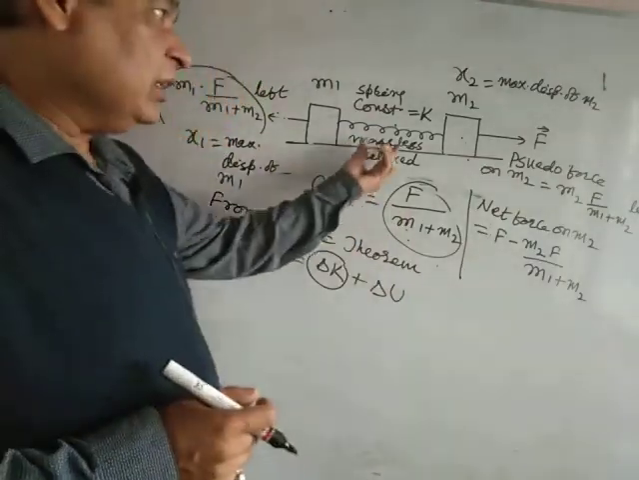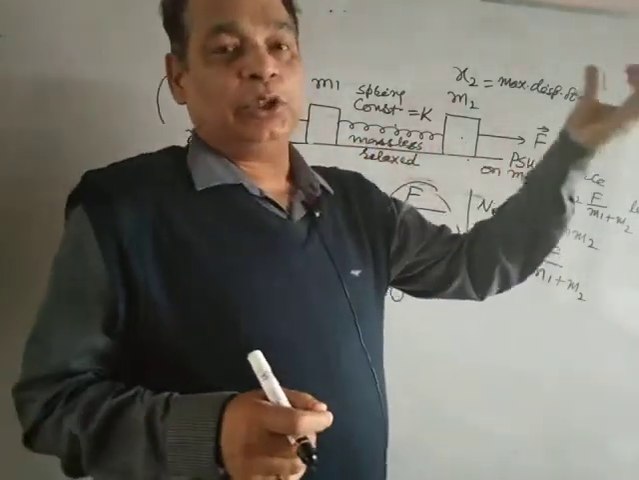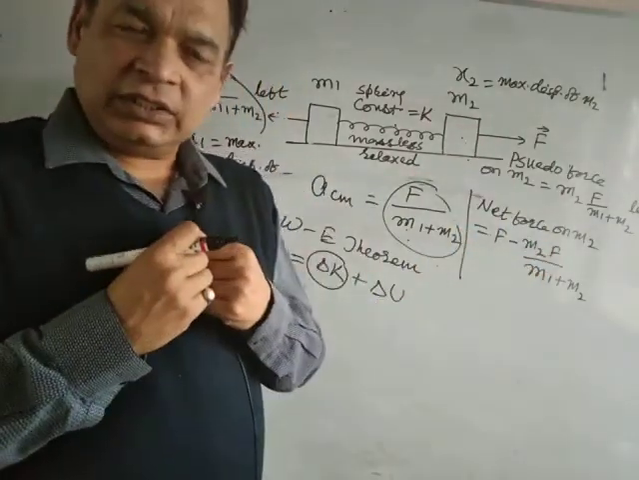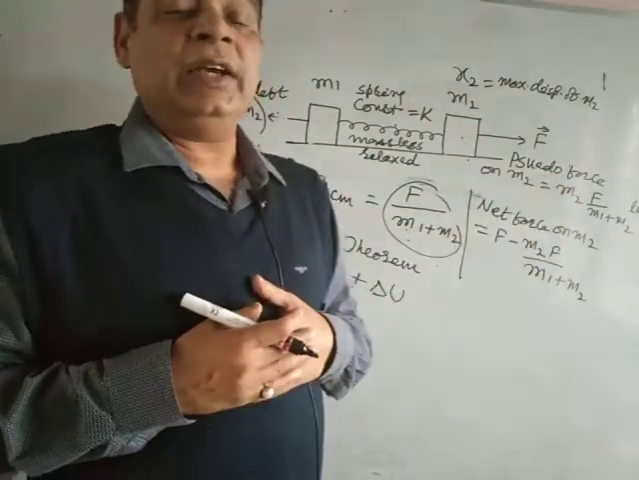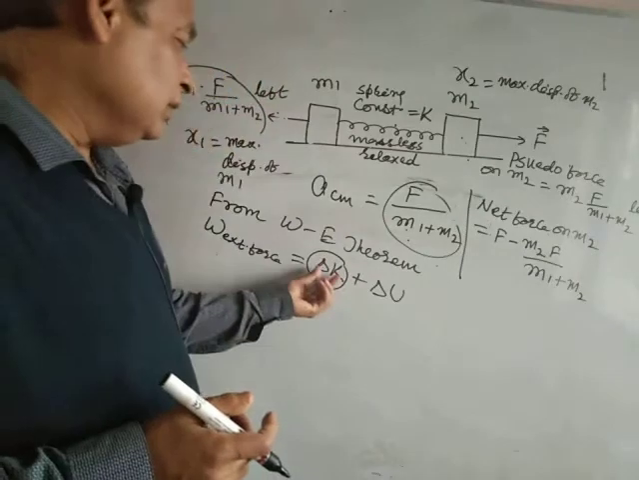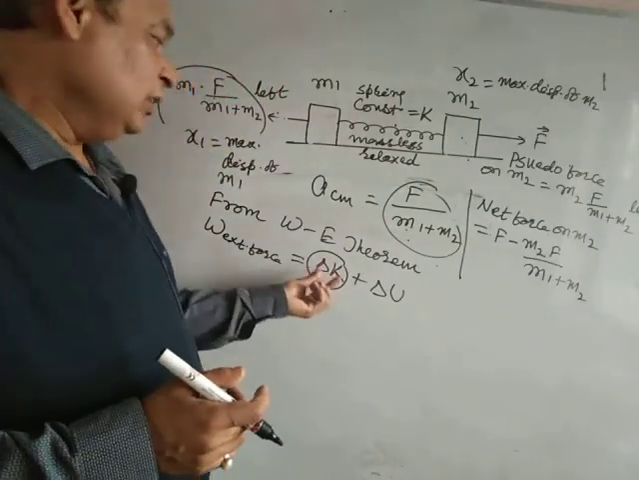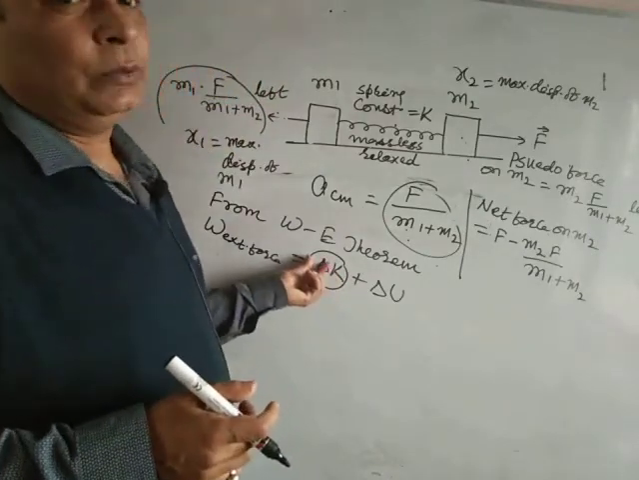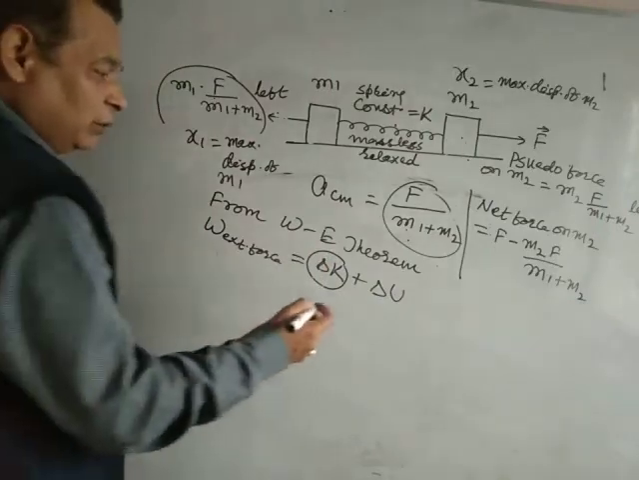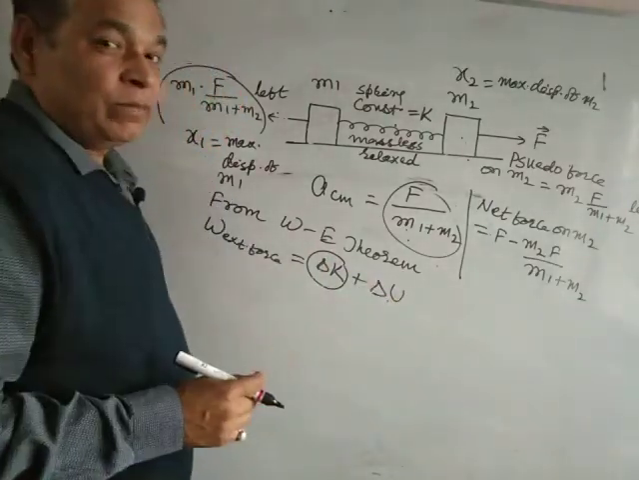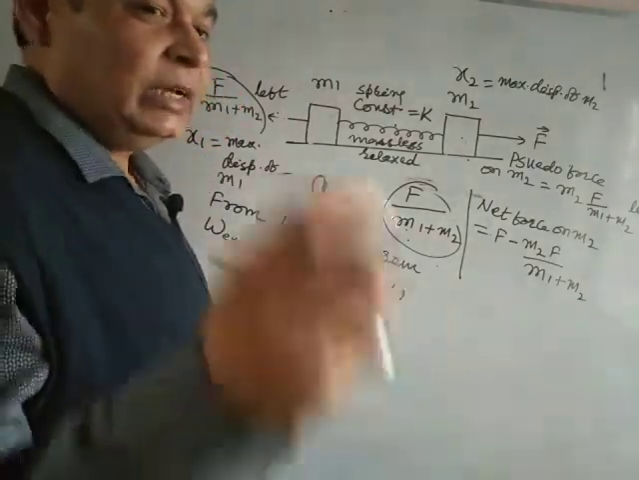It means the final kinetic energy of this entire system is also 0. Final means when the elongation is maximum, and initial was 0. What about the change? 0 minus 0 will be 0. This delta K will be 0. And delta U will be the energy stored in the spring.